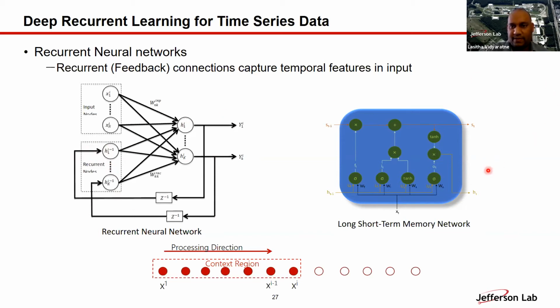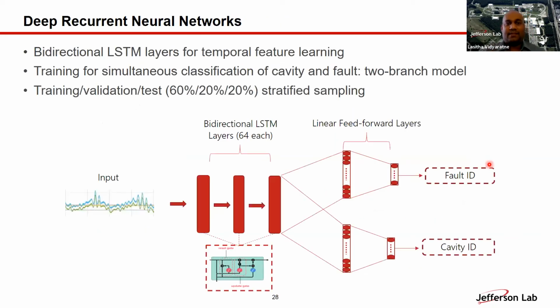An improved version of it is shown here and it's named long short-term memory, which is particularly designed to capture the long-term and short-term relationships in a temporal input. So we base our deep recurrent learning models on long short-term memory networks. And this is the deep recurrent learning model that we developed in-house for our data. In the front end, we have 3 bidirectional LSTM layers that take in our raw time series input, or RF signal inputs, and learn temporal features.